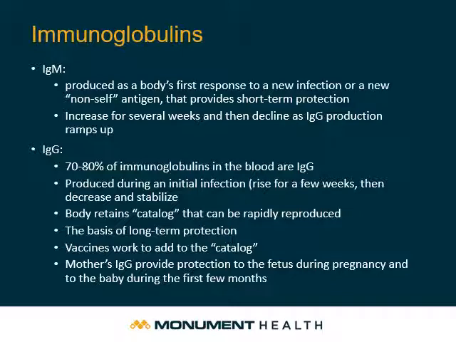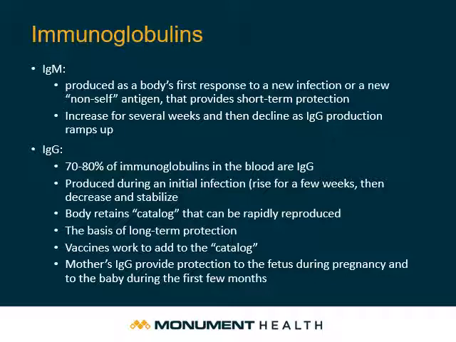So looking at immunoglobulins as a whole, IgM is produced as the body's first response to a new infection or to a new non-self antigen, and this provides short-term protection. It increases for several weeks, and then declines as it switches over to IgG and that production begins to ramp up.